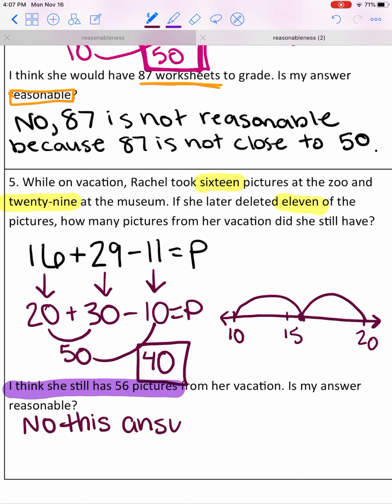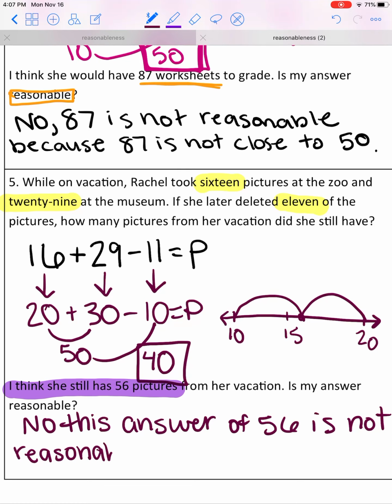This answer of 56 is not reasonable. Remember, we've talked about what reasonable means. Reasonable means a good guess. So is 56 a good guess when 40 was what we got? No, it's too far away. So that's why I said no. This answer is not reasonable.